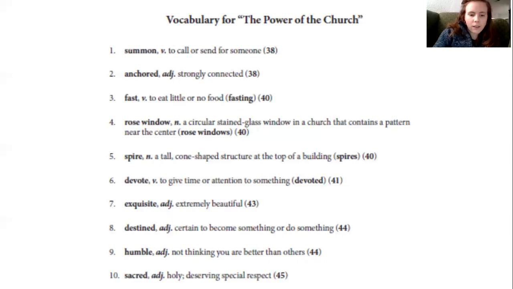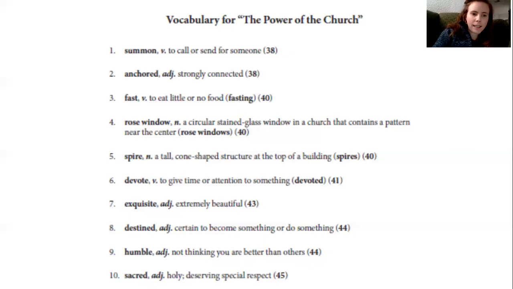And 2 more words. Number 9 is humble, H-U-M-B-L-E. Humble is a describing adjective that means not thinking you are better than others. So you can feel proud of yourself, but still be humble if you make a good grade on a test and not brag and say that you're better than someone else if you are humble.